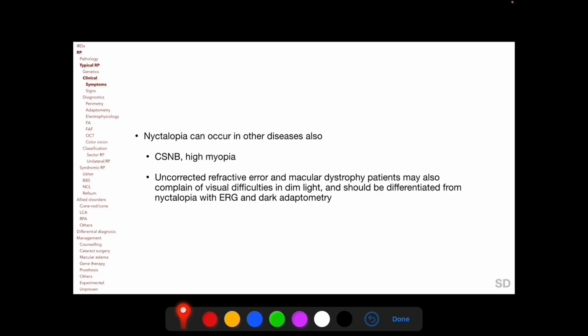Nyctalopia can occur in other diseases also, such as congenital stationary night blindness and high myopia, and along with retinitis pigmentosa, these entities constitute the differential diagnosis of nyctalopia.